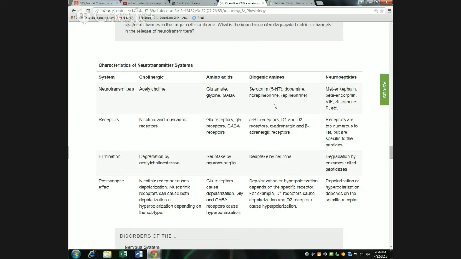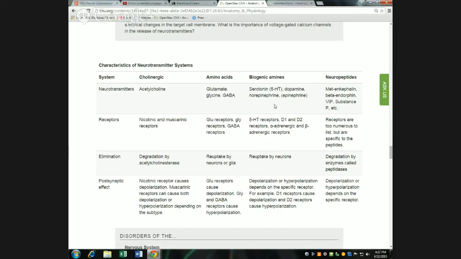Dopamine receptors, one type causes excitation, the other type causes inhibition, or depolarization, hyperpolarization, same way of saying that. And then the alpha and beta receptors, some of them cause depolarization, some of them cause hyperpolarization. So some of these are neurotransmitters and their receptors that always cause the same change. And some of them, it depends on the particular receptor what results can come of it. Okay.